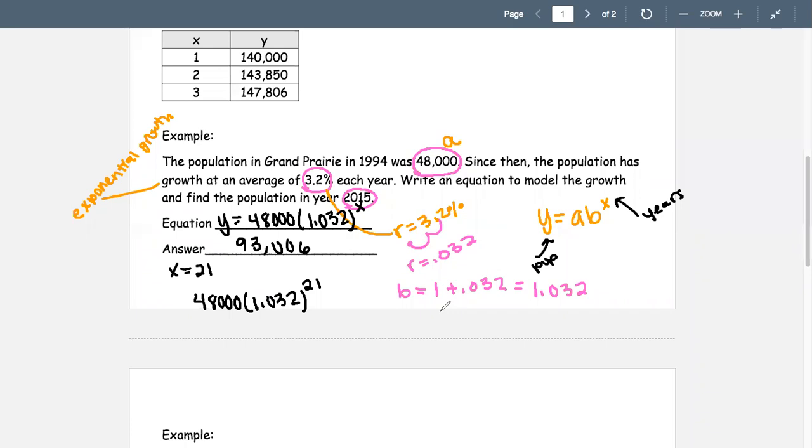I was confused at first because I forgot about the X, like the exponent part. I didn't know where to put the 21. Oh, okay. But you figured it out? Yeah. Awesome. Okay, let's look at another one.